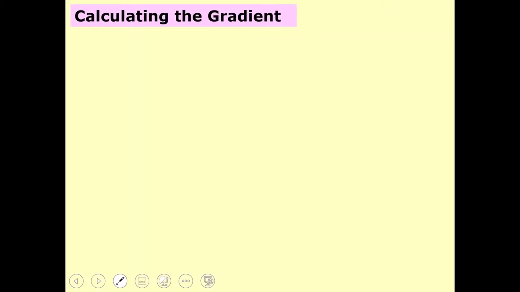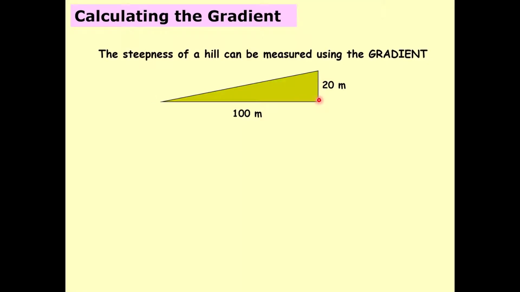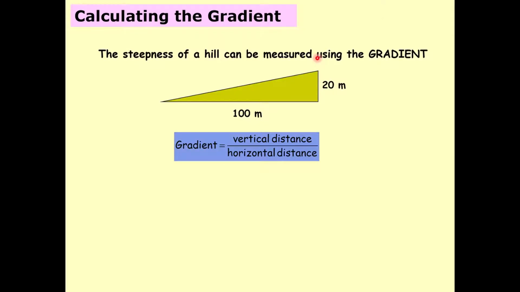So calculating the gradient. The steepness of a hill can be measured using the gradient, which is what we've just discussed. So here we've got a ramp, let's say, and it is 100 meters across and 20 meters up. Also represented as vertical distance divided by horizontal distance. I often think of up over across or up over along. Just know that the up distance comes first.